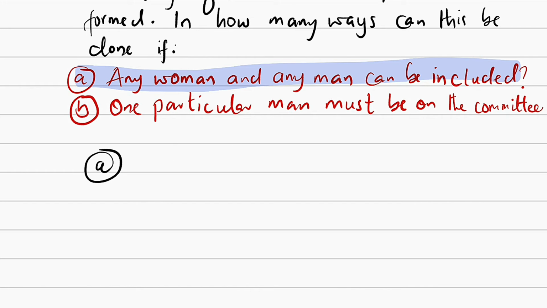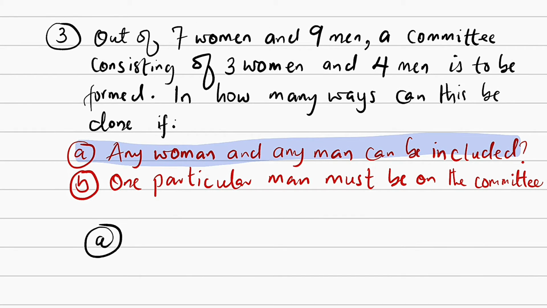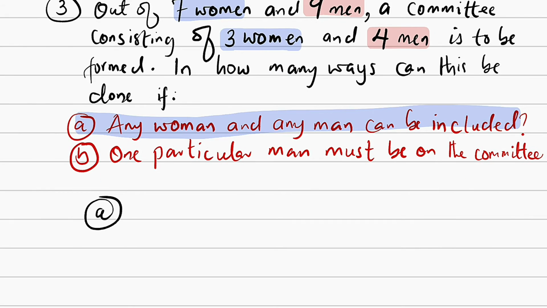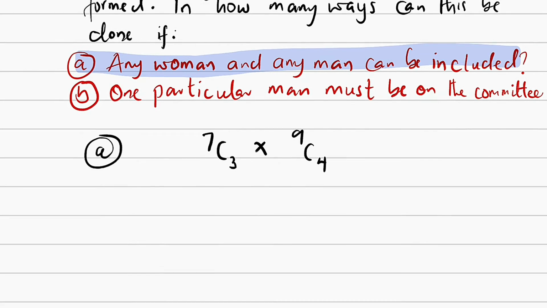The number of ways will be, because you can see we have 7 women and we want to choose 3 out of the 7. And also we have 9 men and we want to select only 4. So it will be 7 combination 3, then multiply by 9 combination 4, if any woman and any man can be included.